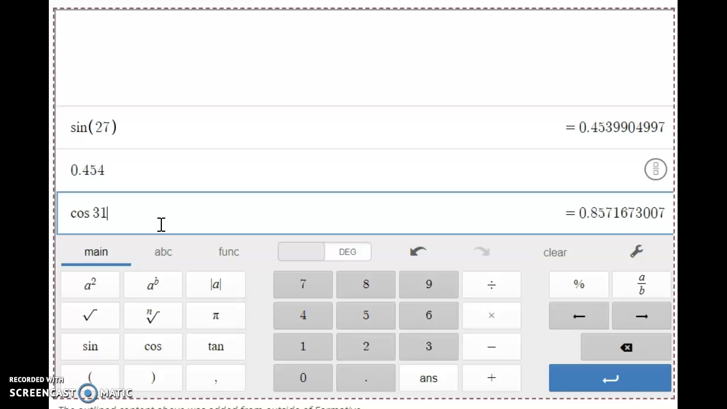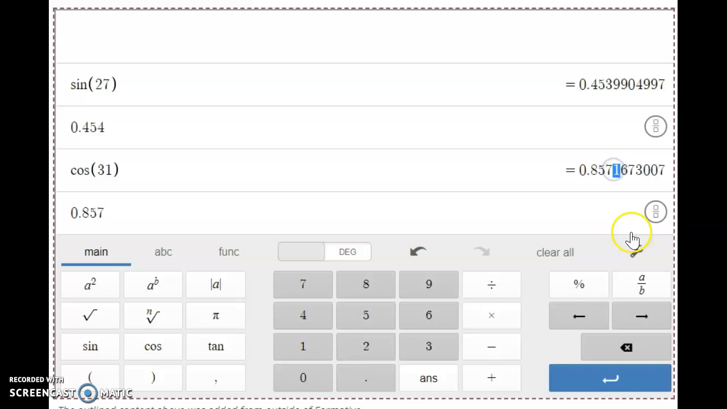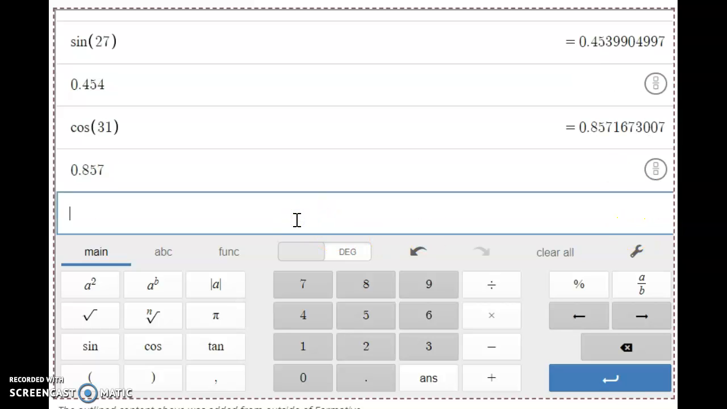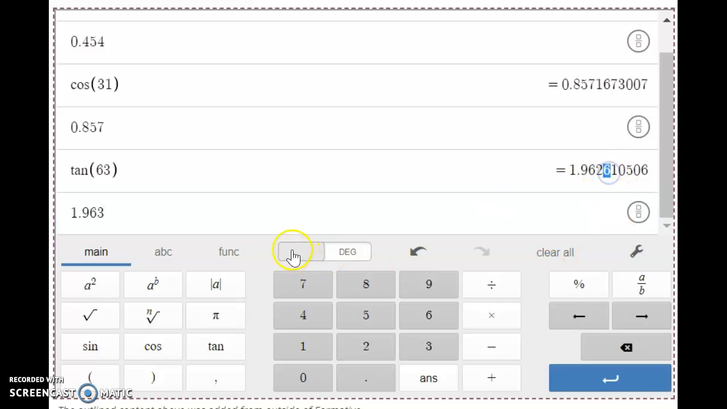Cosine of 31 degrees, oops, you have to put the function in, is 0.857. That's 0.857 because this 1 here means you round down. Okay. Finally, tangent of 63 degrees says 1.9626, etc. If I were to round that to 3 decimals, 1.963. Again, it rounds up.